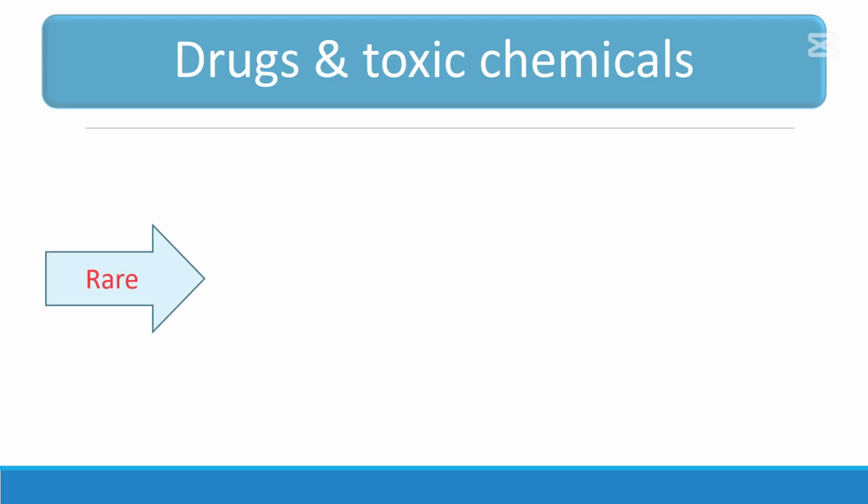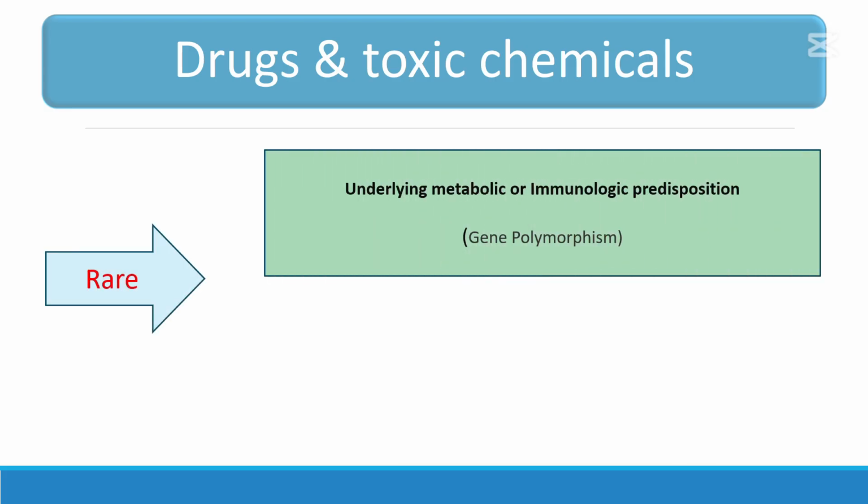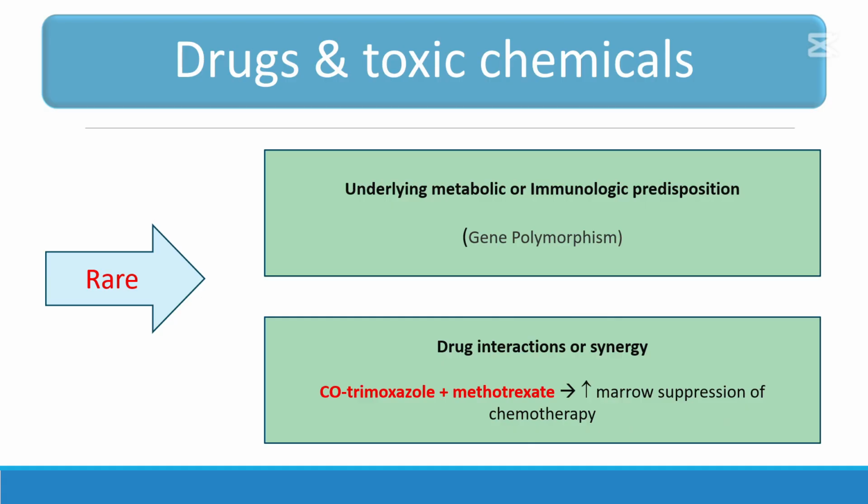Although rare, certain drugs and toxic chemicals can trigger aplastic anemia, especially in individuals with underlying genetic predisposition. One important example is the combination of cotrimoxazole and methotrexate. This interaction can significantly increase bone marrow suppression, especially during chemotherapy.